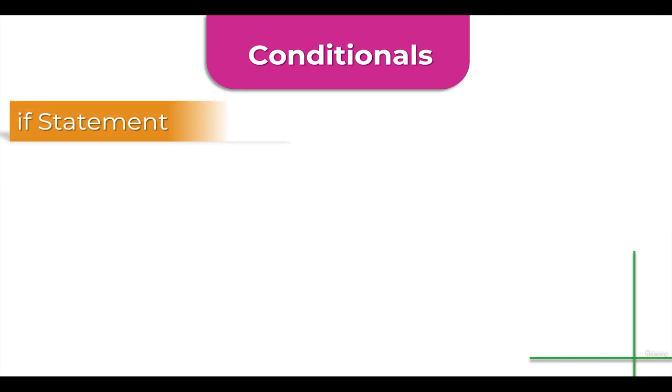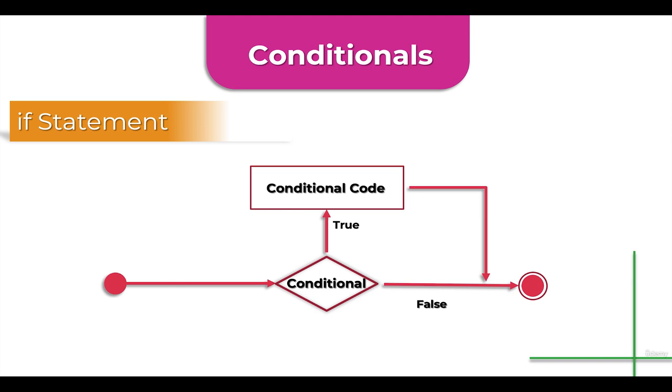The if statement contains a logical expression comparing data, and then a decision is made based on the result of that comparison. So if a Boolean expression evaluates to be true, then the block of statements inside the if statement is executed. If a Boolean expression evaluates to be false, then the first set of code after the end of the if statement is executed. So I'll give you some examples so that we can understand it better.